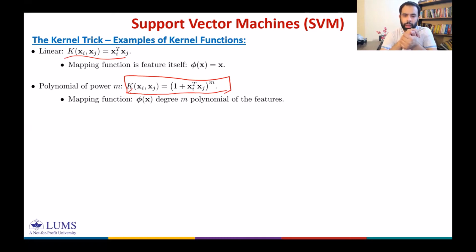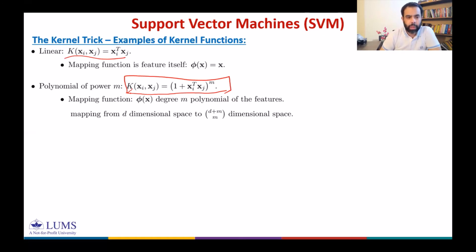If you have, say, 5 features, x1, x2, x3, x4, x5, and I want to include quadratic features, that would be x1 square, x2 square, x3 square, x4 square, x5 square, and then x1 x2, x2 x3, x3 x4, x1 x4, and so on and so forth. So all degree m polynomials of the features. This mapping function can be interpreted as a mapping from d-dimensional space to (d plus m choose m) dimensional space.